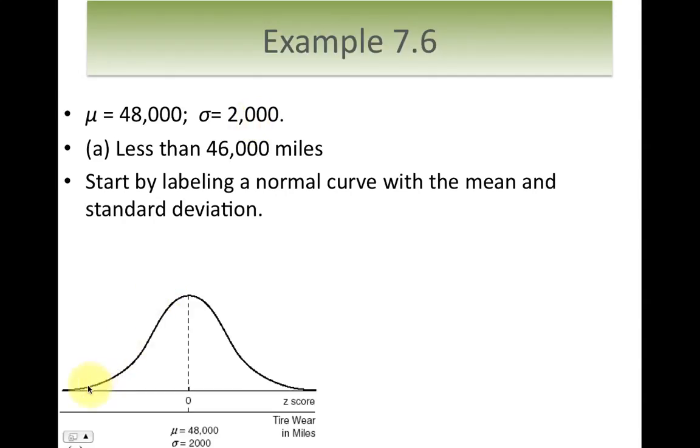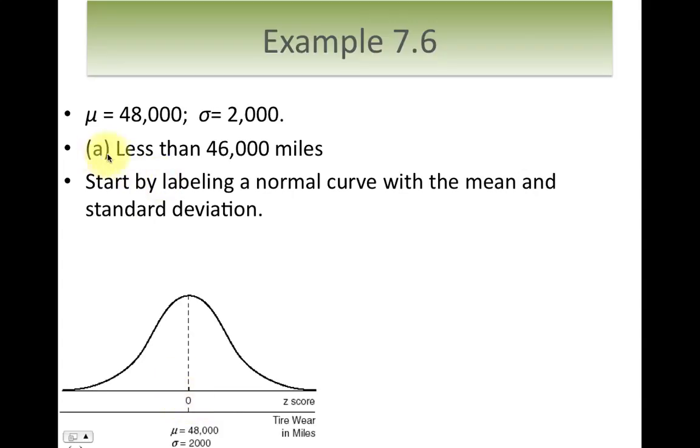If we're told that tire wear is approximately normal, it means that we have a normal bell curve. So we start by making a normal bell curve, and in the center of that normal bell curve we can label the mean at 48,000, which is this location right here in the very center, and the standard deviation is 2,000. Now 48,000 is labeled on the horizontal axis right in the center.